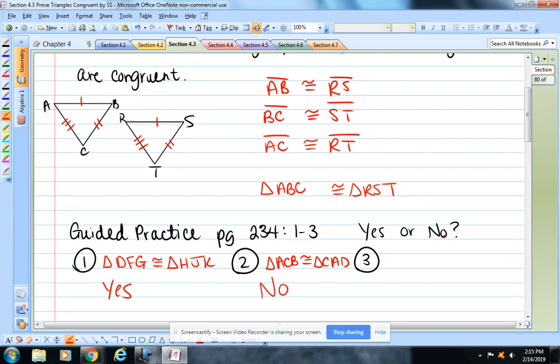All right, the next one says triangle QPT is congruent to triangle RST. Match it up. Does it show that QP is congruent to RS? Do they have the same tick marks? Does PT match up with ST? And does QT match up with RT? Yes. So this would be yes, and the reason would be because of side, side, side. Corresponding parts of congruent triangles are congruent.